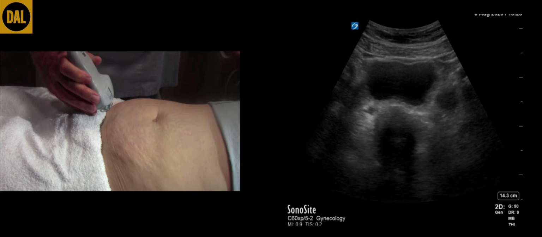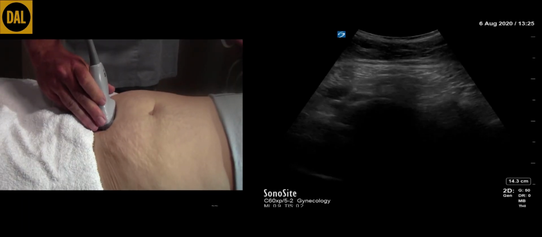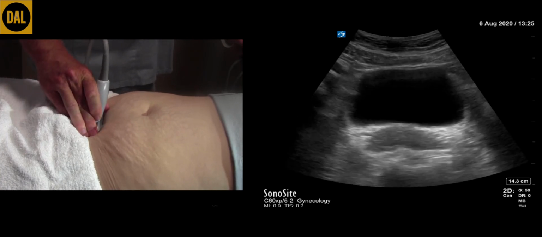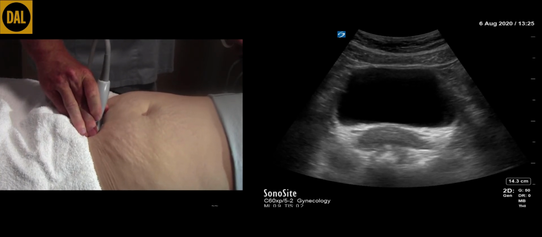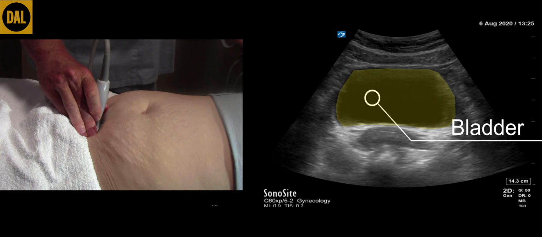Okay, so now we're ready to start scanning. The transducer is in the transverse plane. It has been placed in the midline in the lower abdomen as close to the symphysis pubis as possible. It is then tilted caudally, aiming deep into the pelvis until the bladder is visualized.